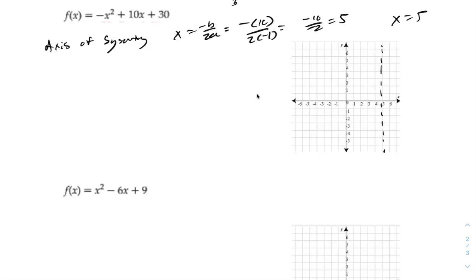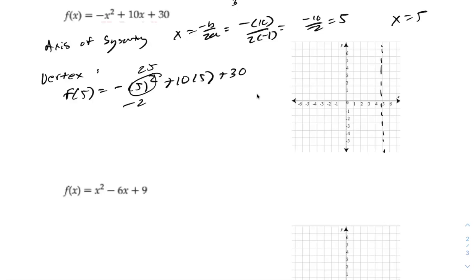And then let's find the vertex. So my vertex, again, we'll just plug that in. So f of 5 is -5 squared, plus 10 times 5, plus 30. So again, you do this first to get 25. So -25 plus 50 plus 30. So 25 plus 30 is 55. So that's my vertex.